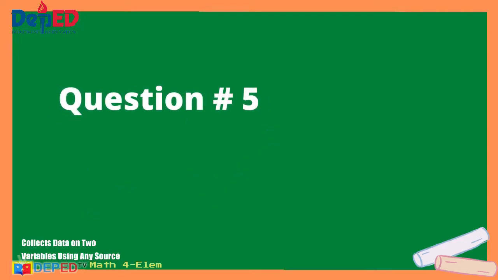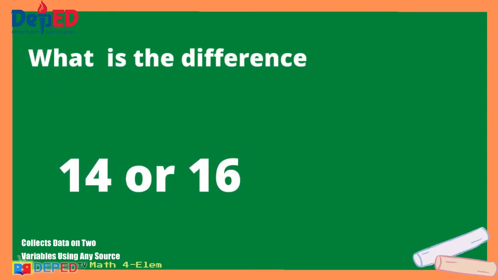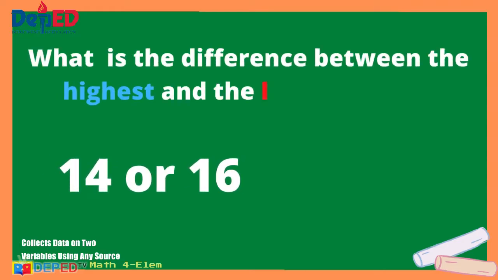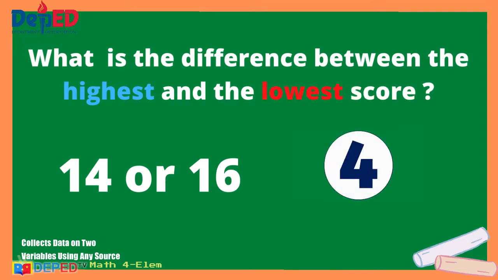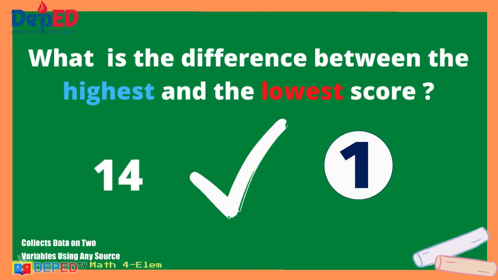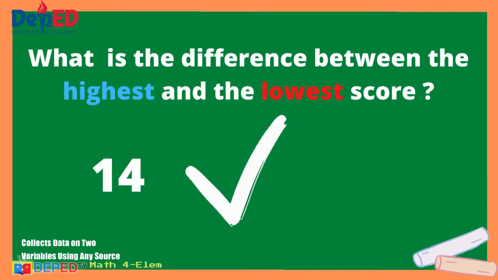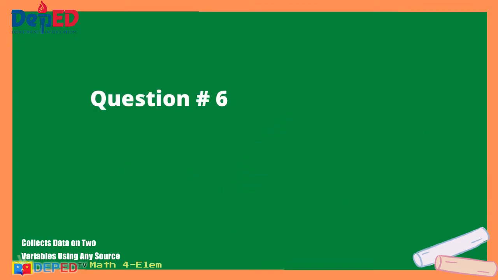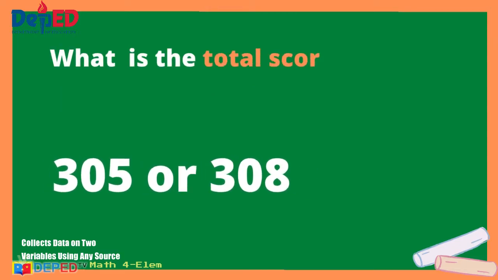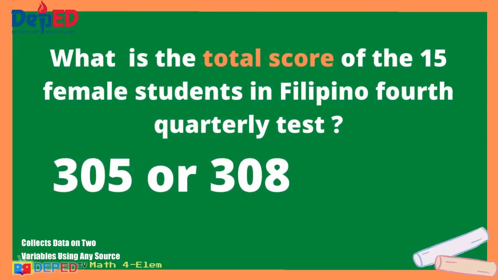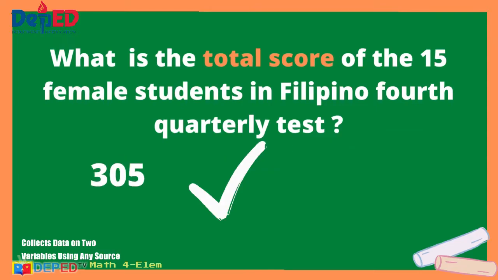Question number 5. What is the difference between the highest and the lowest scores? Is it 14 or 16? If your answer is 14, you're brilliant! Question number 6. What is the total score of 15 female students in the Filipino fourth quarterly test? Is it 305 or 308? If your answer is 305, that is excellent!